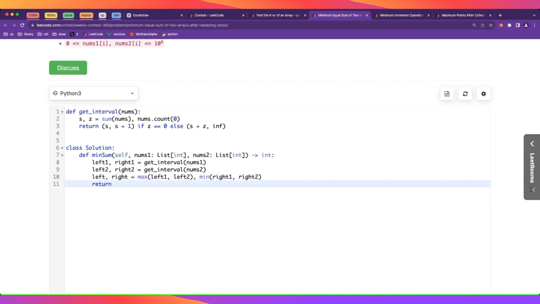And now we want to know if the interval is empty or not. So if left is less than right, then it is not empty, so we return left, which is the minimum value in the intersection, and otherwise we return -1.